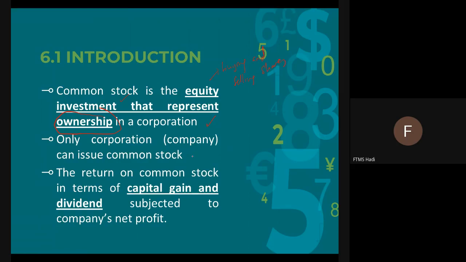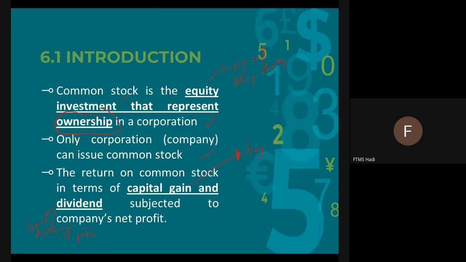Only a company or corporation can issue stock. That means this is between the company and the investor only. Remember in chapter 2 we talked about IPO, private placement, ESOS and so on. And then the last one, the return on common stock in terms of capital gain and dividend. Dividend means bonus, what we call a distribution of profit. But capital gain means the margin that you get from buying and selling.